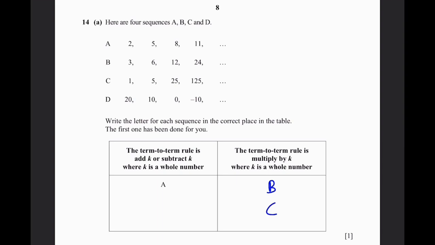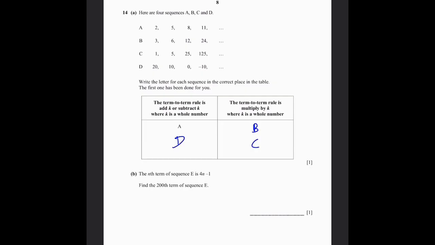D, 20, 10, 0, negative 10. We subtract 10 all the time, and we get all these values. So we subtract k, where k is 10. D comes here. B, then term of sequence E is 4n minus 1.